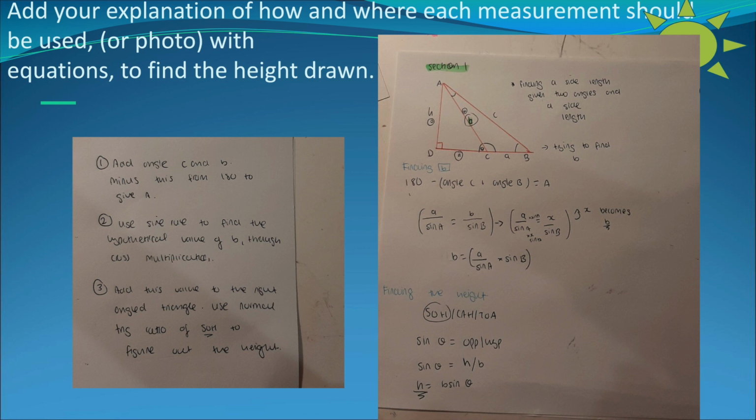After I've found the length of B, we use it in a normal trigonometry ratio, which is sine ratio of opposite over hypotenuse. So sine angle equals opposite over hypotenuse, and sine angle equals H over B. To make H the focus of the equation, I moved B over to the other side by timesing sine angle by B. So therefore H equals B sine angle.